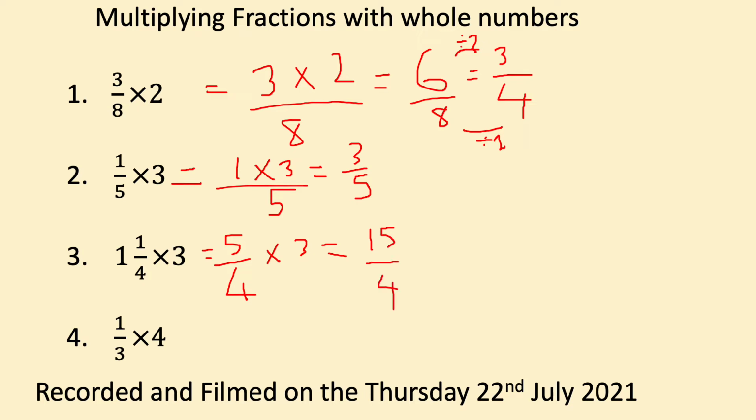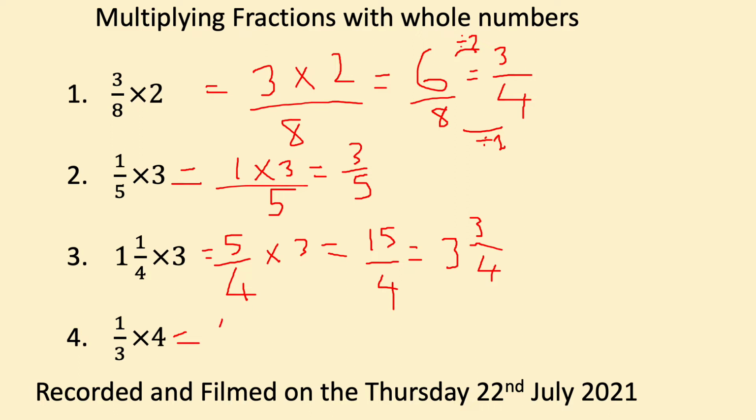And my answer here is an improper fraction, which I can write as a mixed number or a top-heavy fraction. Okay, so the top number is bigger than the bottom number, hence why it's called top-heavy or improper fraction. So the answer is bigger than 1. So how many 4s go into 15? 3, remainder 3. Okay, so 4 times 3 is 12, and 3 is 15.